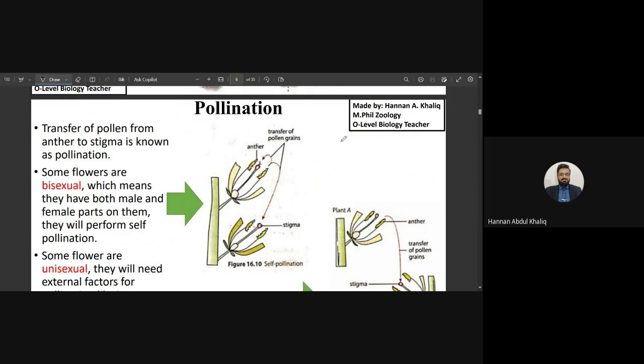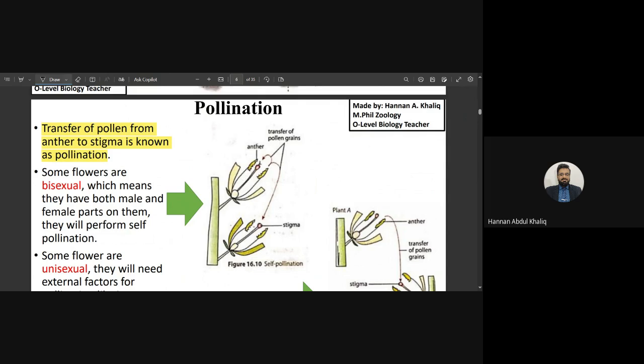Now, what is pollination? Read the statement here. Pollination is the transfer of pollen from anther to stigma. The anther is the part where the pollen is made, where the sperms are made and packed into the pollen. And the stigma is the sugary and sticky part of the female reproductive system.